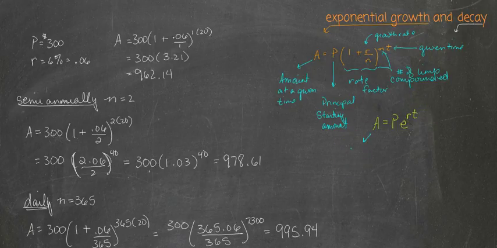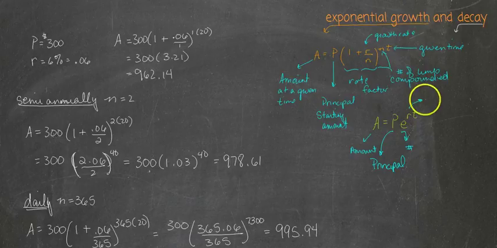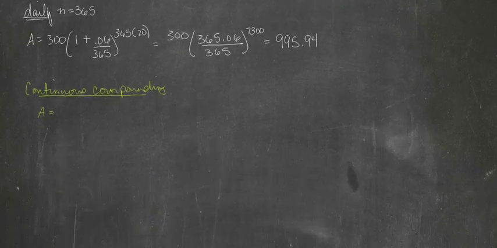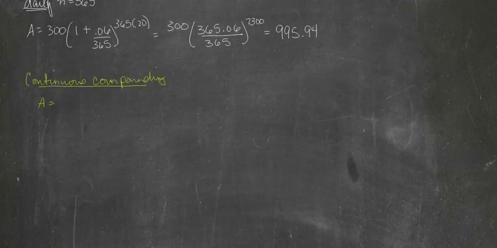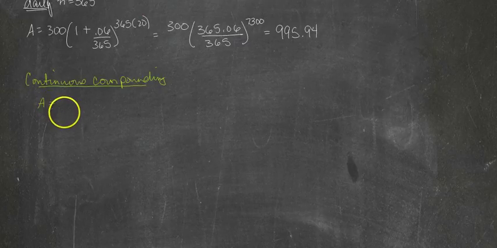So continuous compounding has all the same variable definitions. A is the amount. P is the principal. E is a number. It's just a number. R is the rate. And T is time. So let's calculate Christy's value, Christy's money after 20 years of compounding continuously.